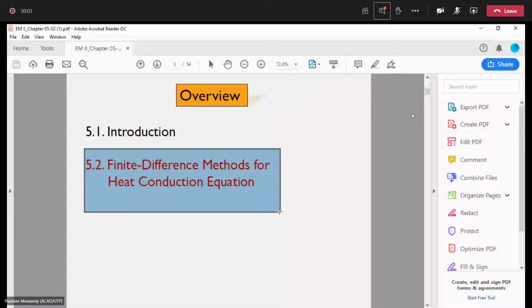Now, slide number 5 here. So the finite difference methods. First, the heat conduction equation can be solved by substituting. This keyword is substituting.